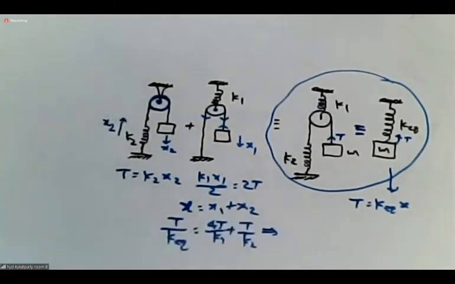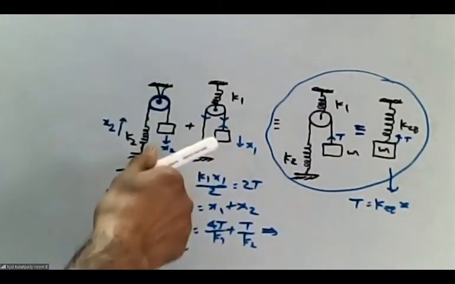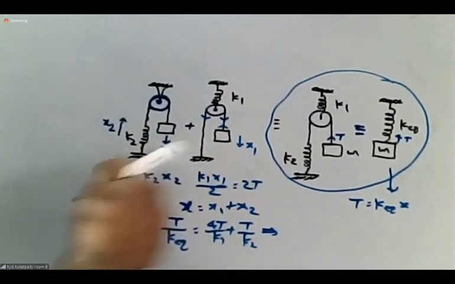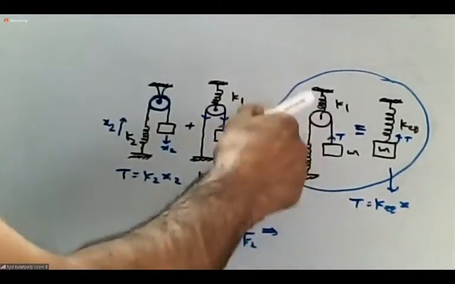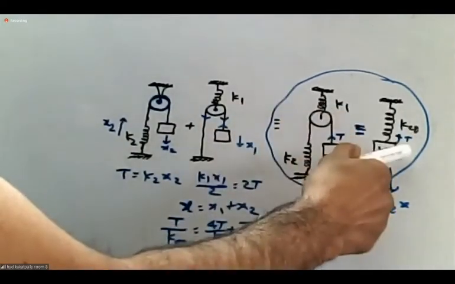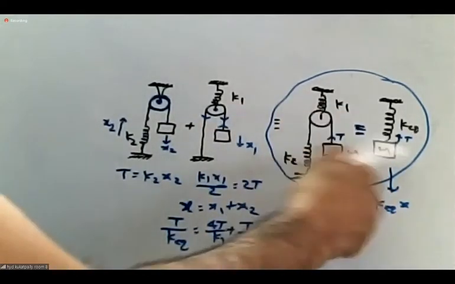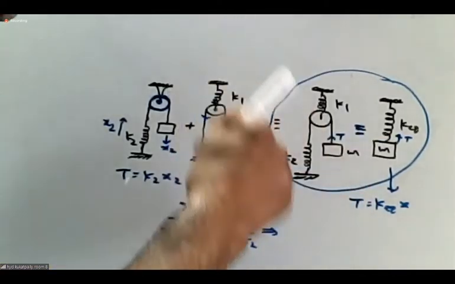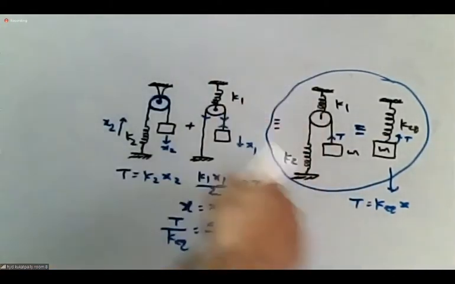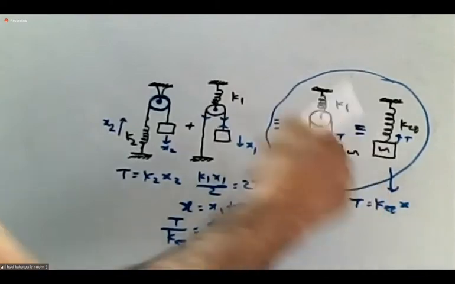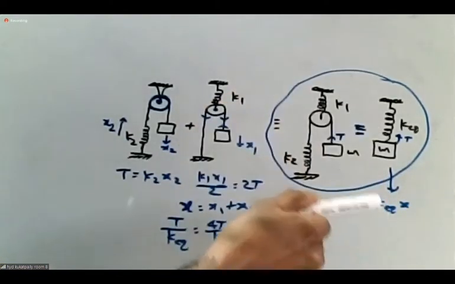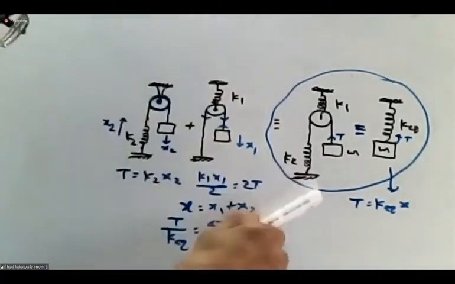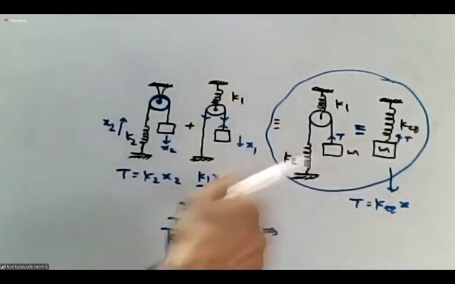I am writing the same tension here, same tension here, same tension here. Why? For this system, the equivalent is this one. The equivalence is decided by restoring force only. This system I am replacing with a single spring block system. Equivalent system means equivalence is decided by force only. If the restoring force is the same, then it is equivalent. That's what we have to take.